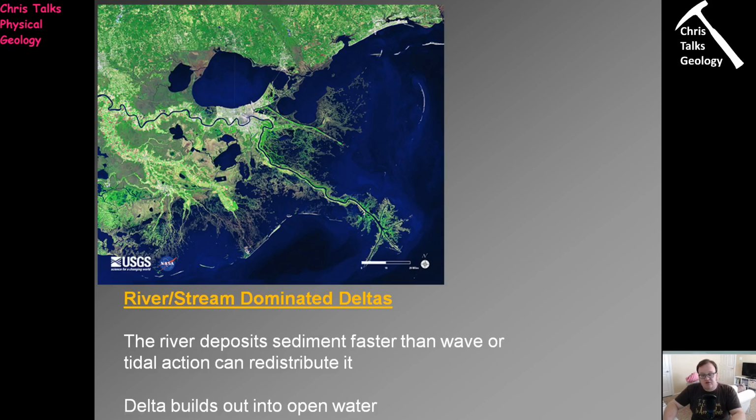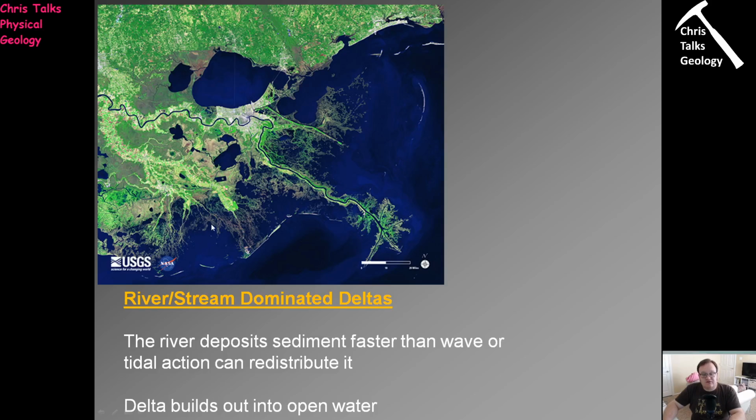Well, in the case of the Mississippi Delta, the delta is depositing sediment at a faster rate than the waves and the tides can redistribute it. The waves and the tides are desperately trying to carry the sediment away, but they just can't do it. There's too much of it. So the delta keeps dumping more and more sediment, and eventually it keeps coming out and out and out. It just keeps growing into the Gulf of Mexico, and it's going to keep going for as long as it possibly can.